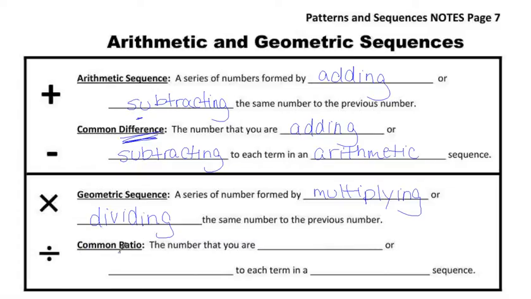And the common ratio is the number that you are actually multiplying or dividing. So that's part of that rule. Each term in a geometric sequence. So ratio in this case means division, like that fraction bar with the stuff on top and the stuff on the bottom. So a common ratio goes with multiplication and division.